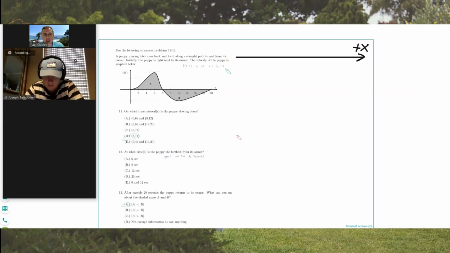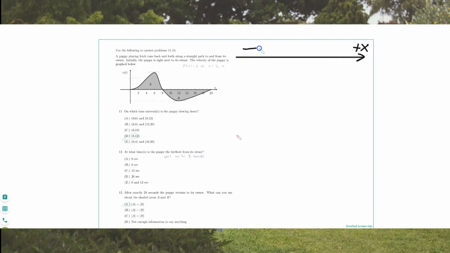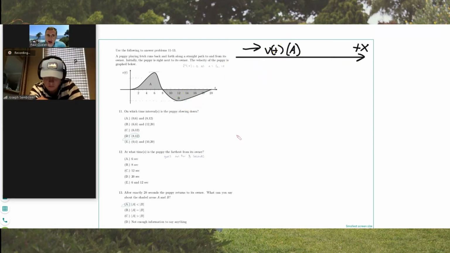Is that going to be during region A or region B if the puppy's moving away from the owner? A, right, because the velocities are positive, right? When the velocity is positive, the puppy's moving this way. This is a positive velocity, moving to the right. Whereas moving to the left is just region B. If the velocity is positive, but the acceleration is negative, the puppy is slowing down.